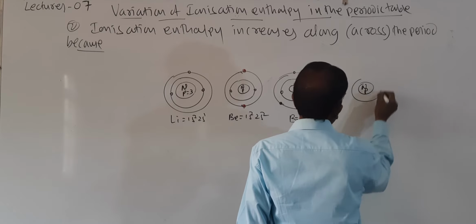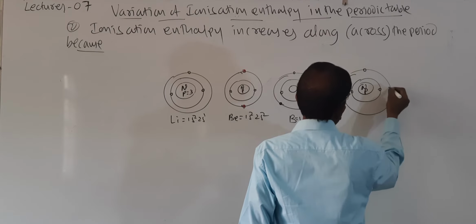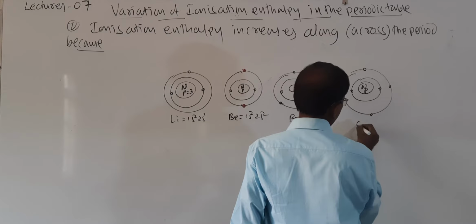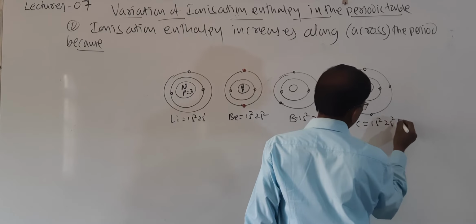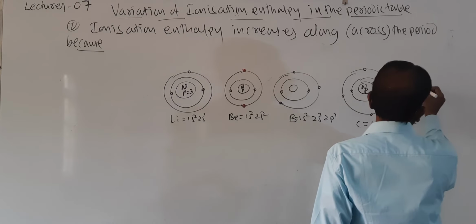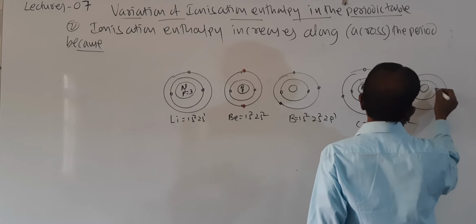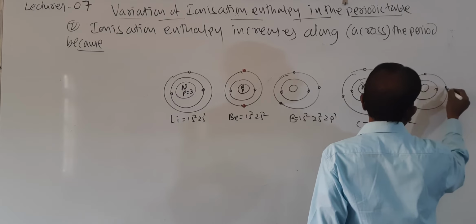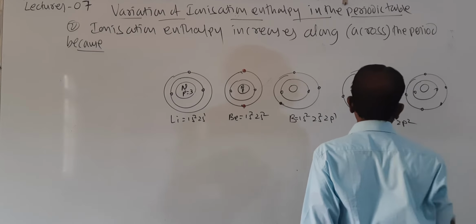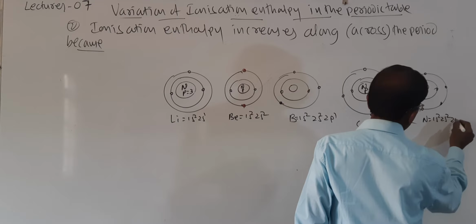Carbon has neutrons, protons, and 6 electrons: 1s2, 2s2, 2p2. And then after this, nitrogen. Look here, students: 7 electrons, nitrogen is 1s2, 2s2, 2p3.